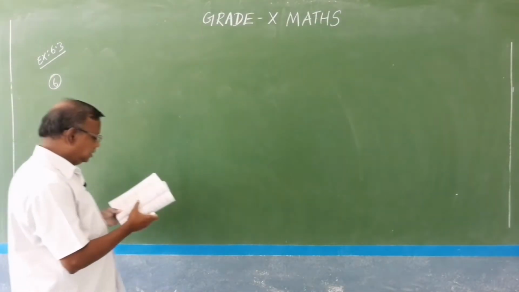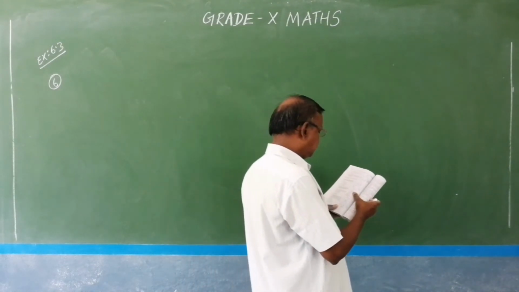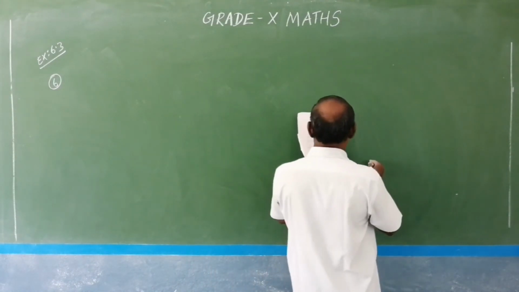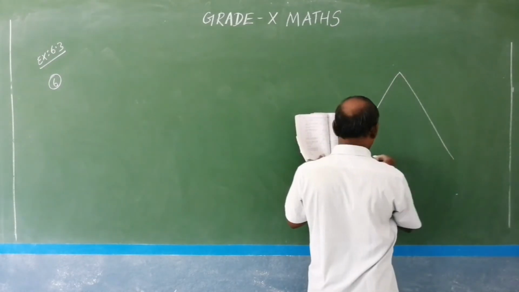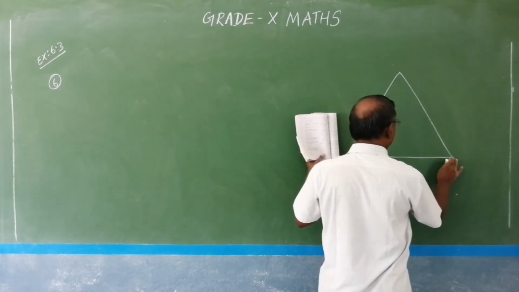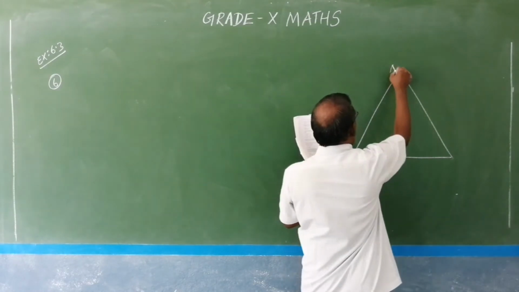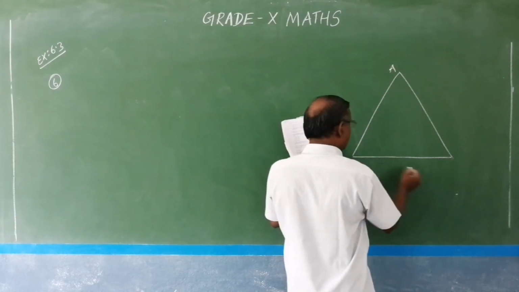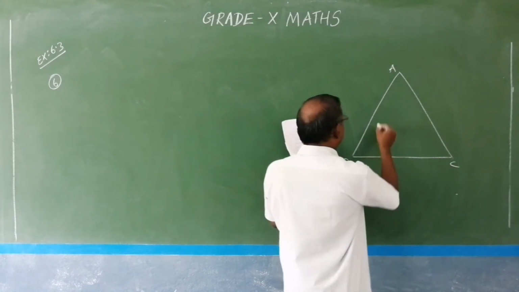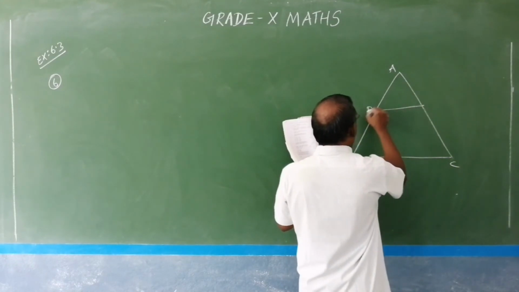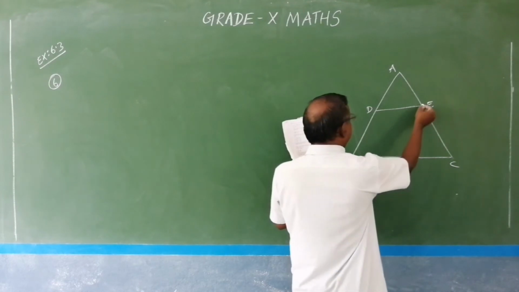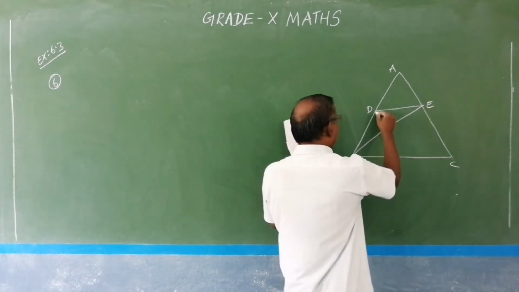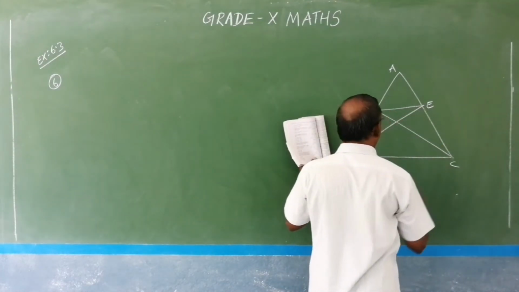Next, question number 6. They have given a diagram. Let us draw the diagram first, 6.37. The bigger triangle is ABC, and they have taken points D and E and joined BE and DC.